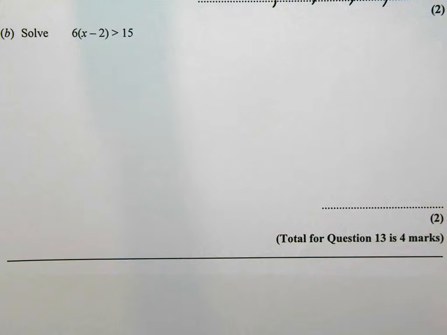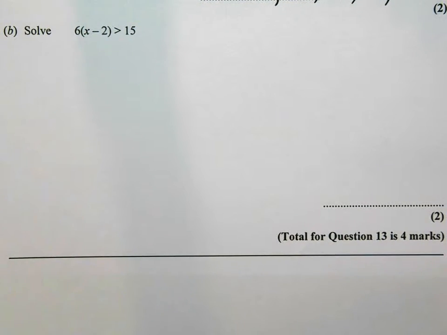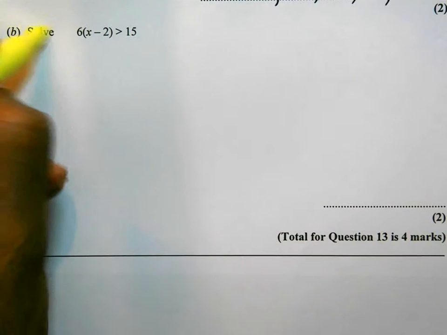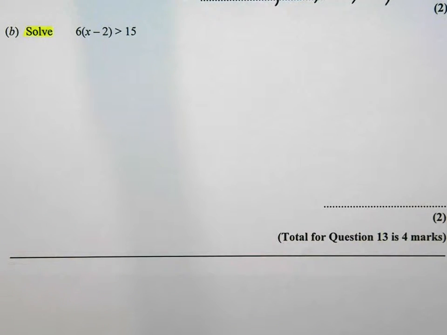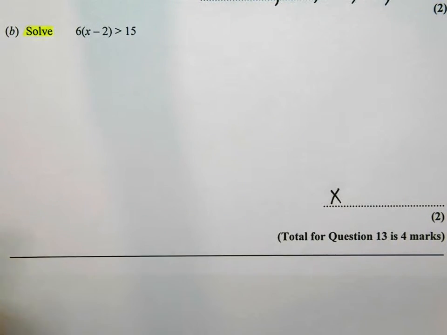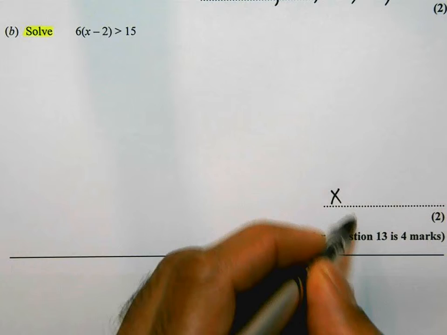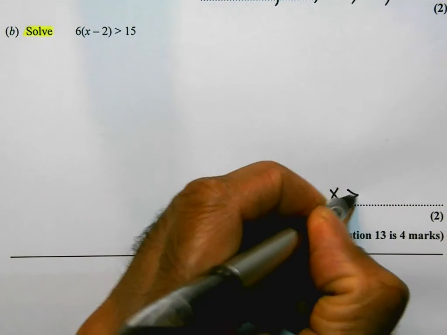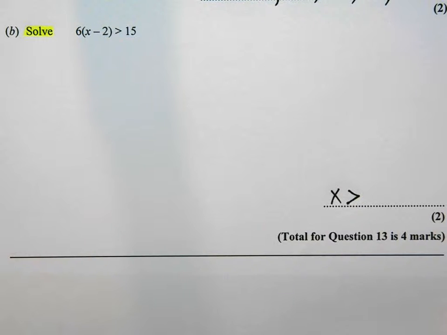In part B, it simply says to solve this expression. We've got an expression 6 brackets x minus 2 close brackets is greater than 15. So we need to solve that. Now, one of the things that you need to make sure you're aware of is at the end of this question, if you were just asked to solve and that said equals, you'd have x equals, but because it doesn't say equals, it says greater than, at the end of this question, I'm going to have x is greater than a certain value.